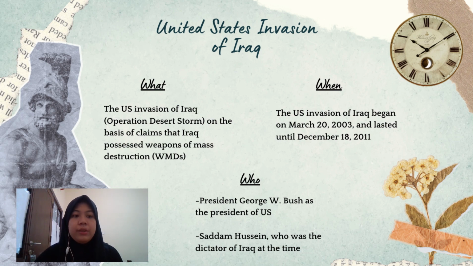The aftermath of the invasion, however, was marked by years of sectarian violence, insurgency, and instability, leading to the death of hundreds of thousands of Iraqis and thousands of US soldiers. The decision to invade Iraq and the subsequent consequences remain a subject of controversy and debate, with many arguing that the war was unnecessary, unjustified, and illegal under international law.